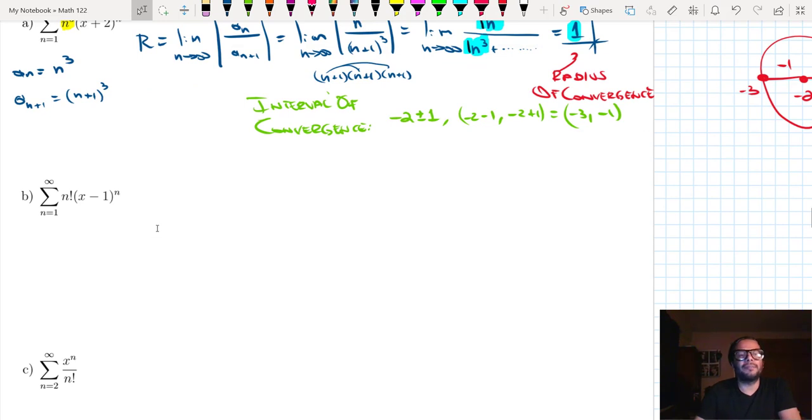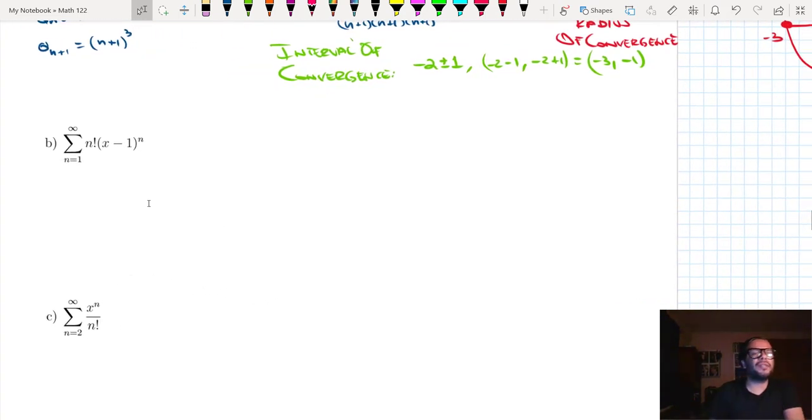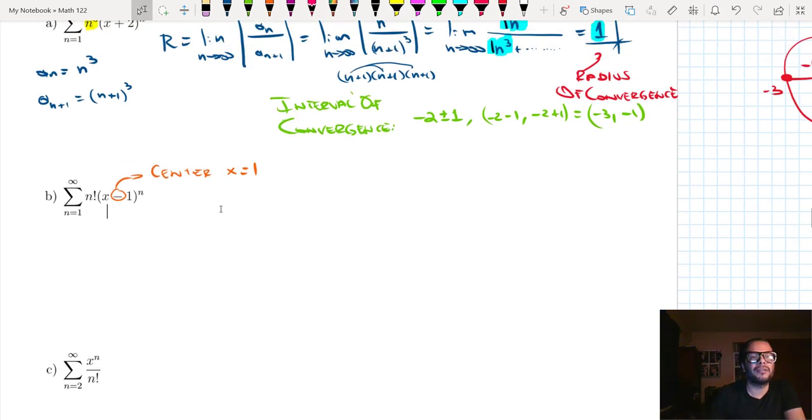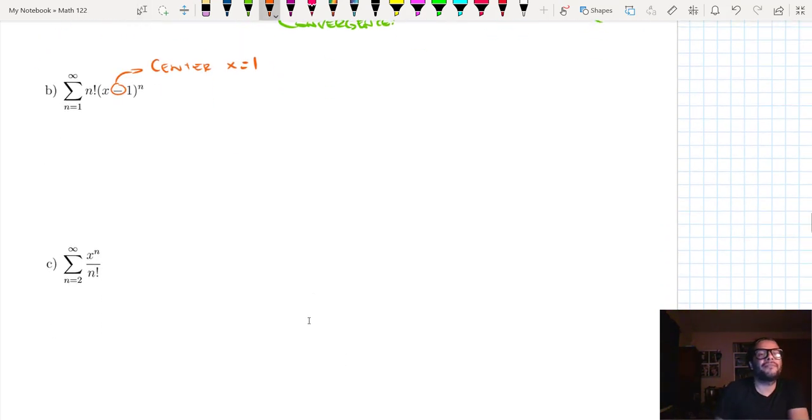Let's look at another example. Letter B, n factorial times x minus 1 to the n power. First of all, this series is centered at x equals 1. We changed the sign of what we have here, just the same way we did earlier. We changed that plus into a minus to find the center.